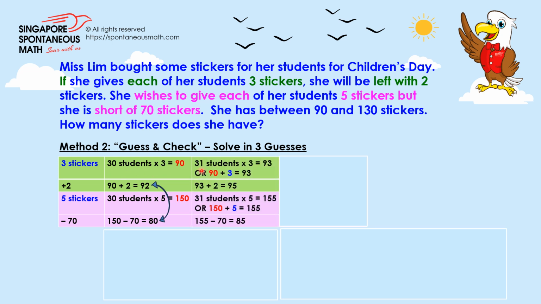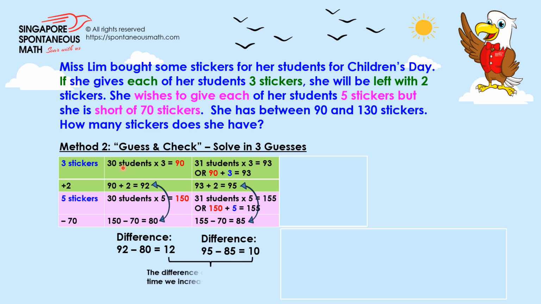So when we increase the number of students by just 1, the number of stickers will increase by 3. 90 plus 3, or 31 students times 3 is 93. So 93 plus 2 equals to 95. 31 students times 5 stickers each is 155 stickers. 155 stickers minus 70 stickers equals to 85 stickers. So 95 versus 85, the difference is 10. Whereas for here, the difference is 92 minus 80, that's 12. So 12, 10.